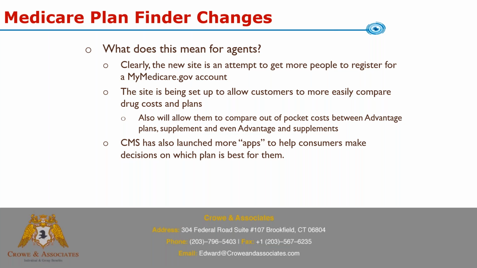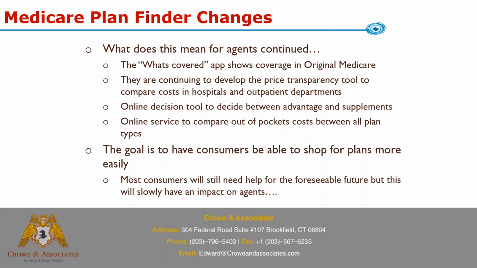And the site MyMedicare.gov is being allowed to try to allow the consumer to easily compare drug costs and plans within that site. So they want them to register so they can get in there and utilize the tools to compare and contrast plans. It'll also allow them to compare out-of-pocket costs between Advantage plans, supplements, and even Advantage and supplements. So you can compare between various Advantage plans, compare your supplements, or do a comparison between Advantage and Supp against each other. CMS has also launched a bunch of apps to help consumers make decisions on which plan is best for them, for those of you who haven't noticed.